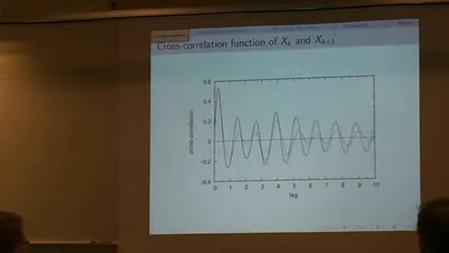Then the cross-correlation among neighboring variables. Just take x_k and x_{k+1}, the cross-correlation function. A similar picture as with the autocorrelation. It decays too fast in the simple closure models. The more complex closure model gets it almost perfectly.